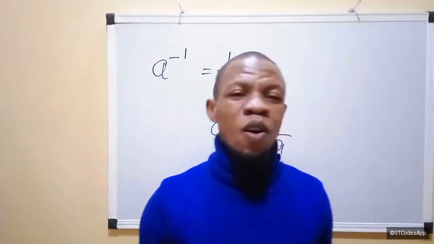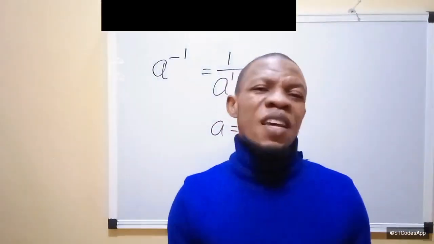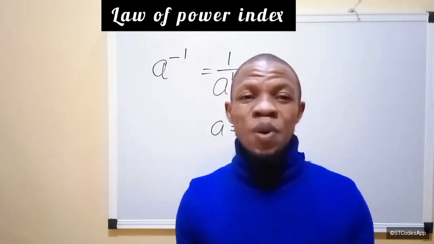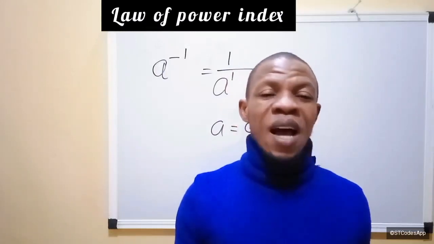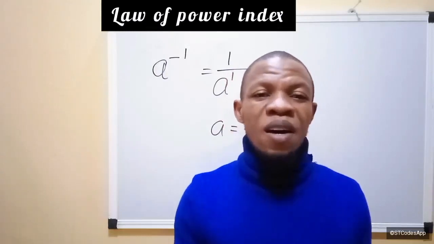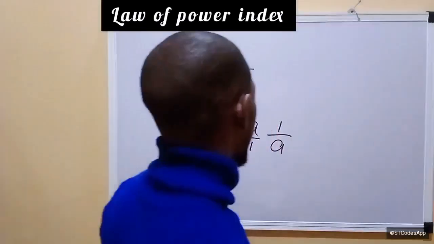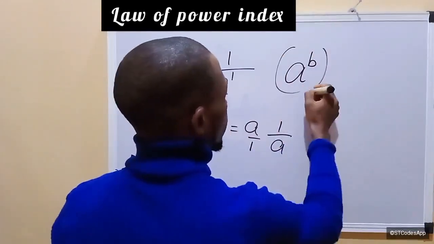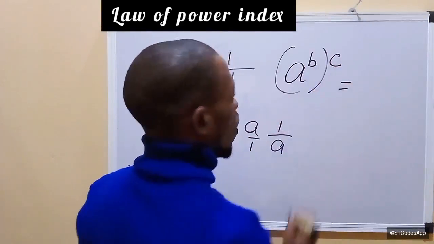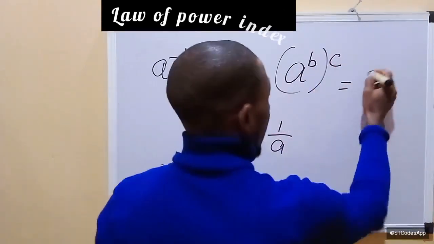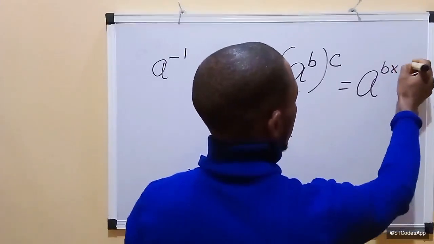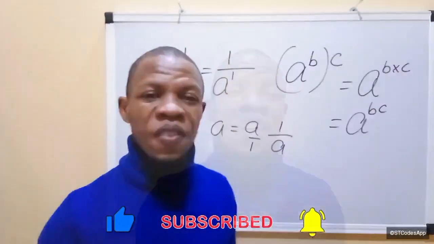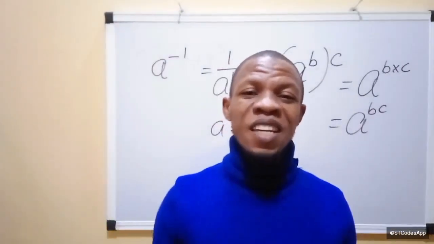Then we also have the law of power index. Now the law of power index simply says that when a quantity is raised to a certain power, which is as well raised to another power, then the two powers are multiplied. For instance, if I have a raised to power b and this is also raised to power c, then the law of power index states that a will be raised to power b times c, and that gives us a raised to power bc.